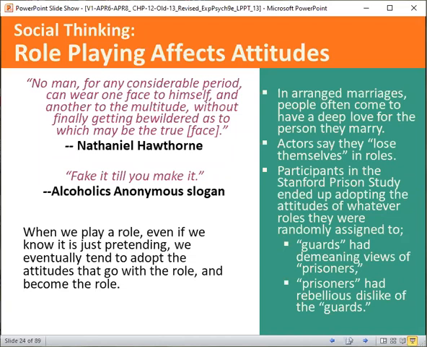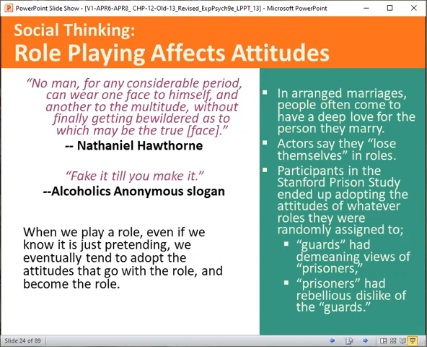Things got way out of hand. And the reason is that they started to become their roles. The people who were playing the guards really became maniacal and very sadistic toward the prisoners. The prisoners became very rebellious. In fact, Philip Zimbardo played the warden, and he even lost himself in his role as a warden. He literally forgot that he was doing an experiment and had certain responsibilities and behaviors as the lead of the experiment. So this Stanford Prison Study just points to the fact that we can truly get lost in our roles.